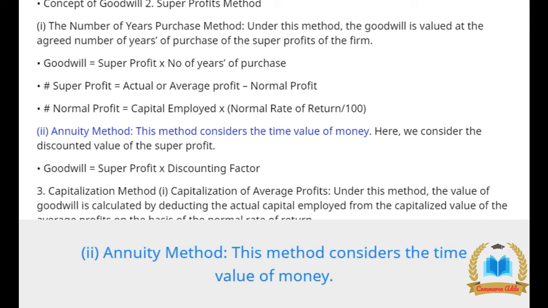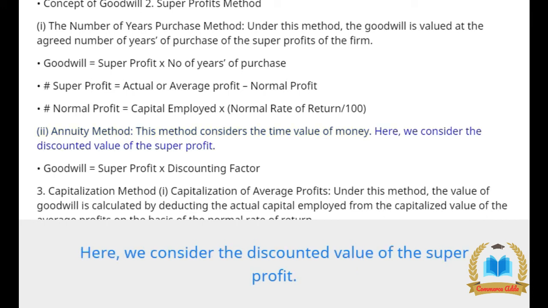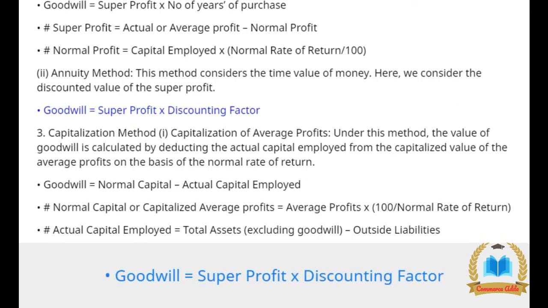2. Annuity method. This method considers the time value of money. Here, we consider the discounted value of the super profit. Goodwill equals super profit x discounting factor.